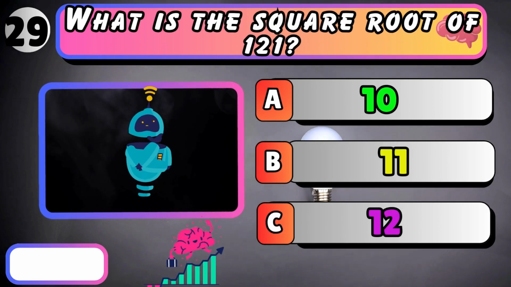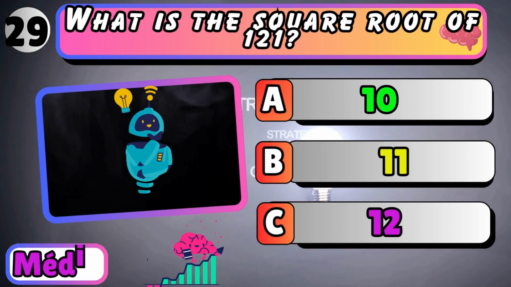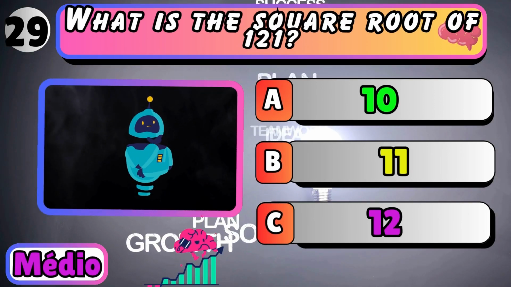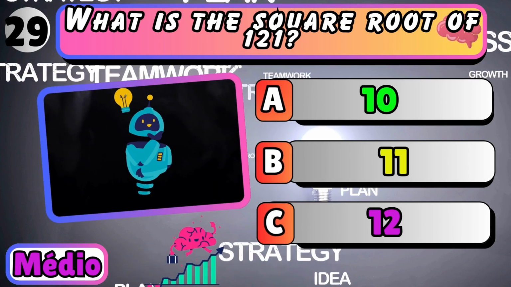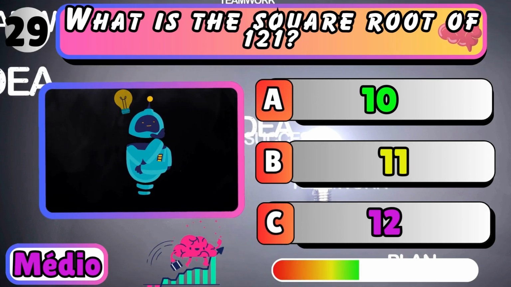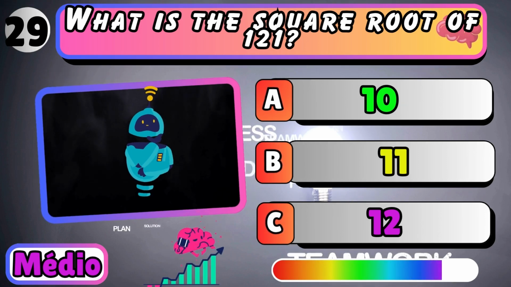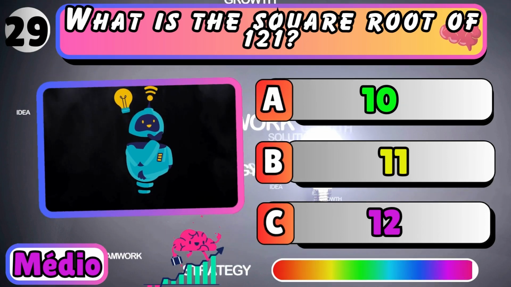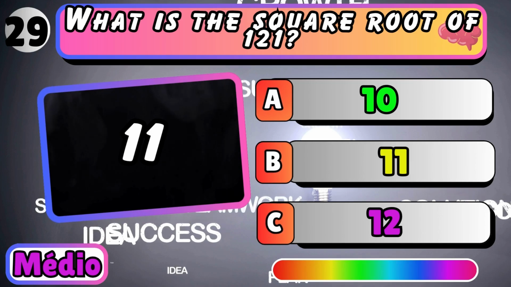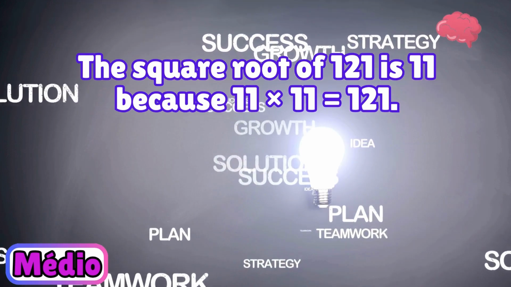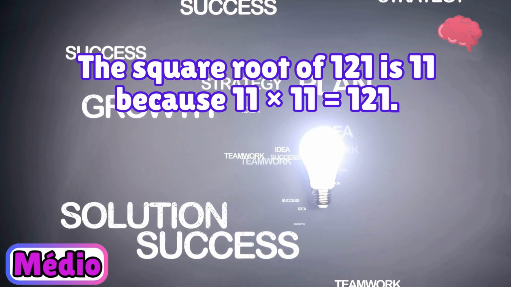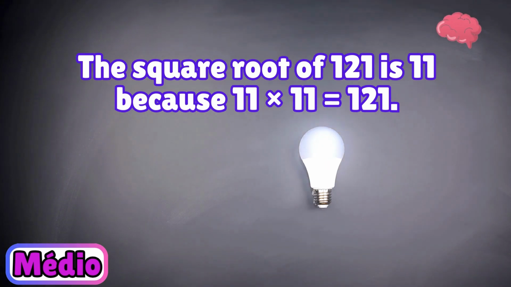What is the square root of 121? 10, 11, or 12? 11. The square root of 121 is 11 because 11 times 11 is equal to 121.